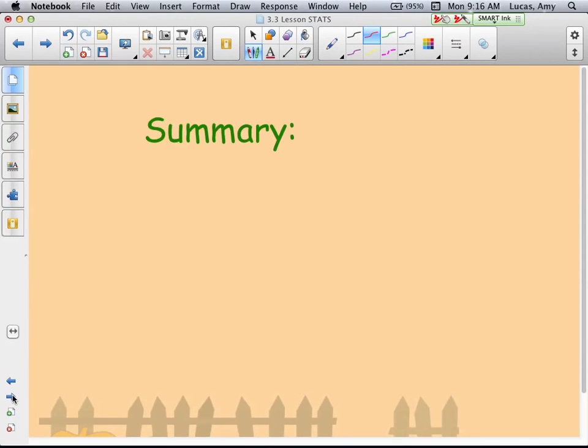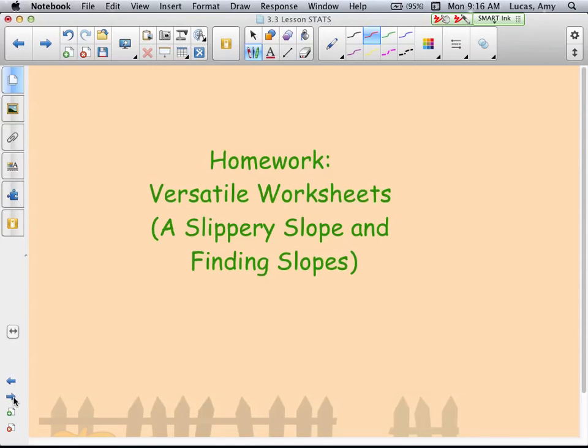You should be able to write a summary now. And then you have a couple of versatile worksheets to work on. You can write right on those worksheets, find your points, count out your slopes, and then look at those messages to make sure that you find a slope that matches. If it doesn't match, check to see if you've made a mistake with your positive slope versus your negative slope, or maybe where you placed your points.